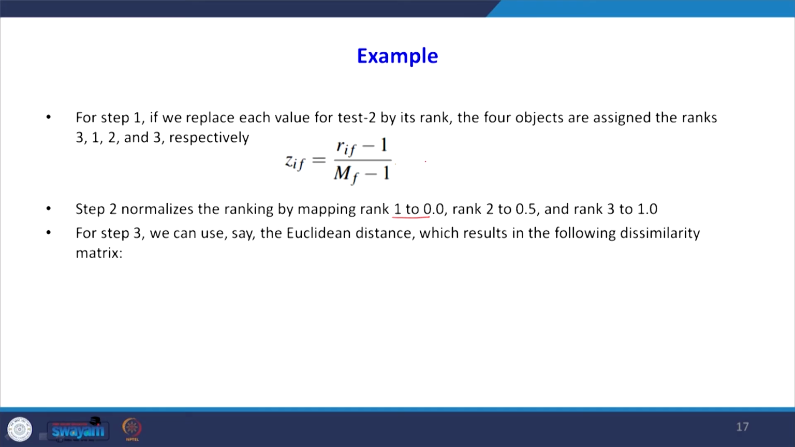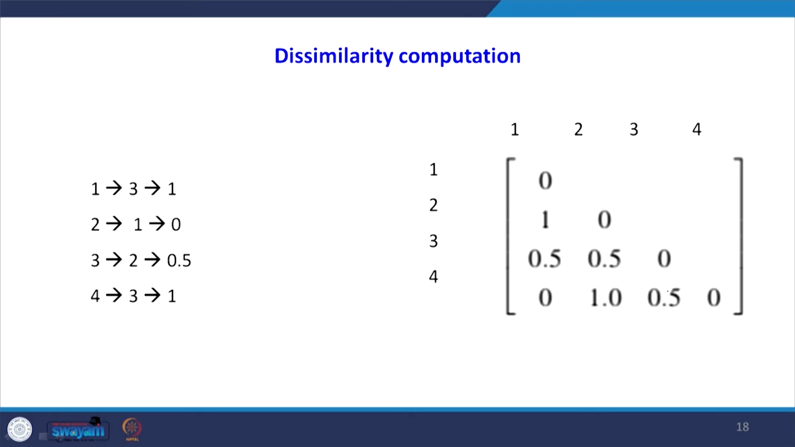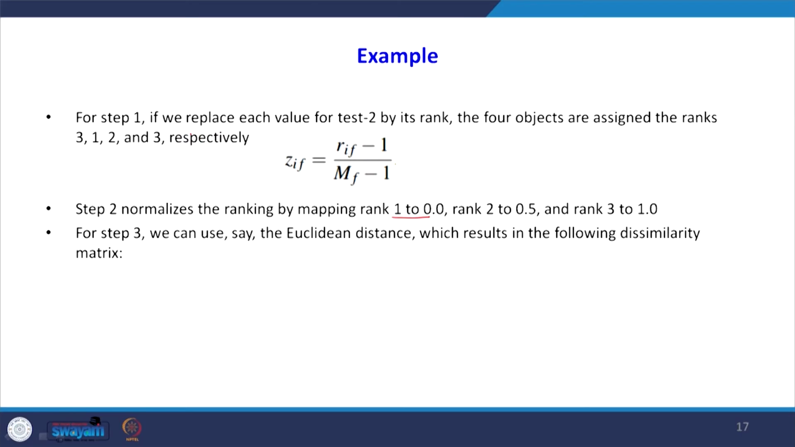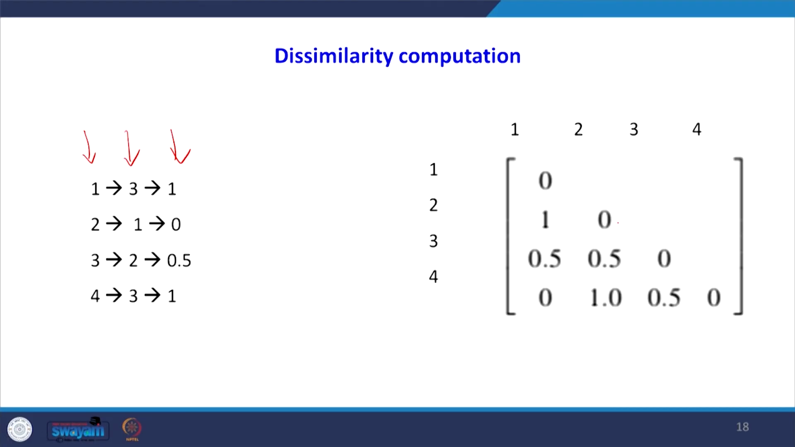Step 3: we can use, say, the Euclidean distance, which results in the following dissimilarity matrix. So, this is our Euclidean distance. The first column is the object identifier. This was our ranking, the ordinal data set. This is our standardized value, in the z scale. So, 3 is mapped to 1, how did we get this? 1 equals 0, 2 equals 0.5, 3 equals 1. This is our standardized data.